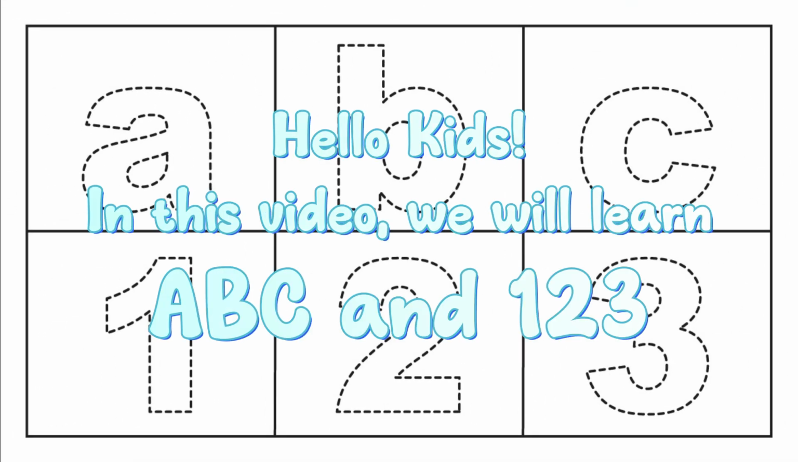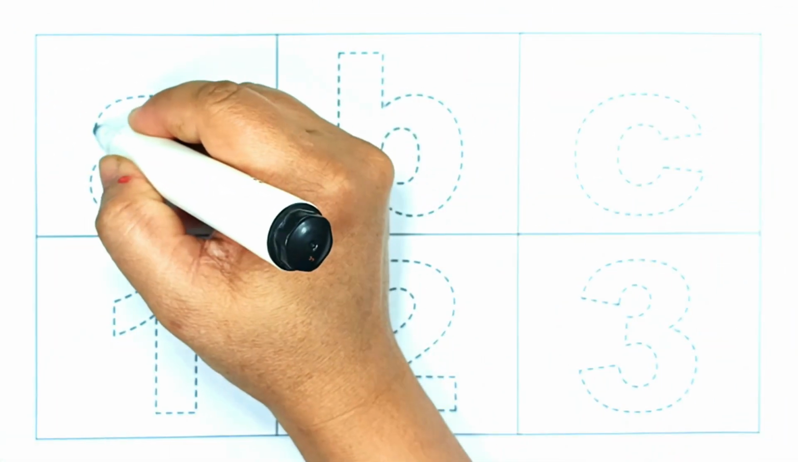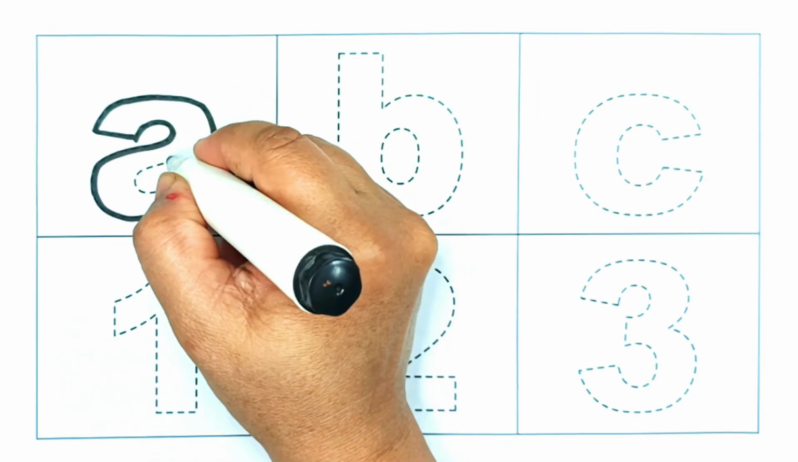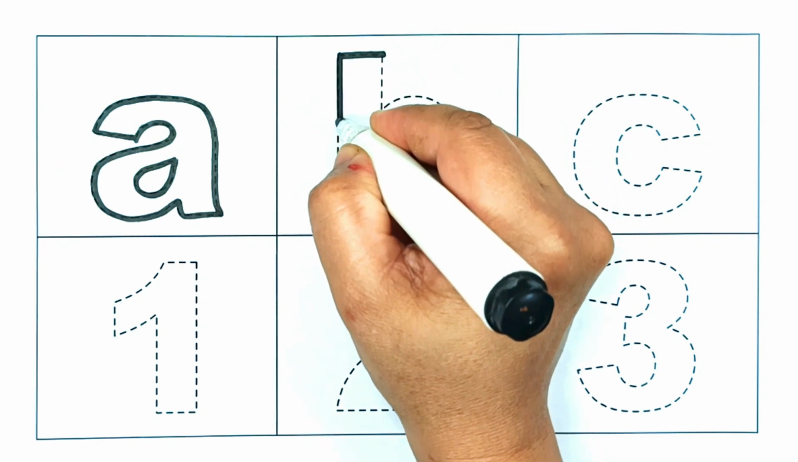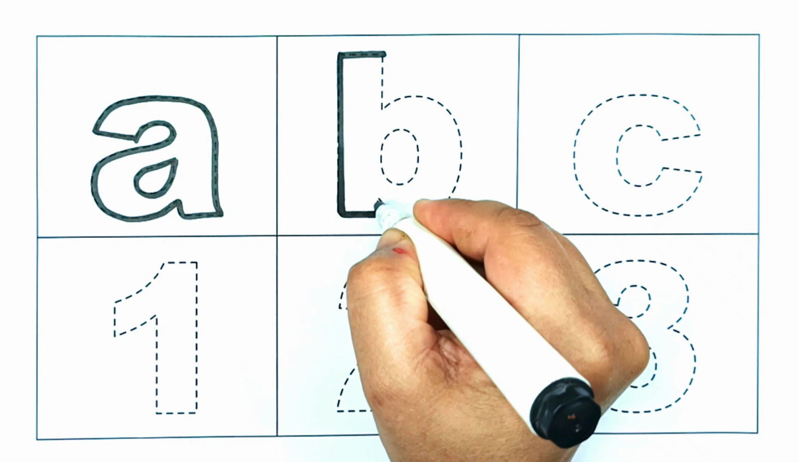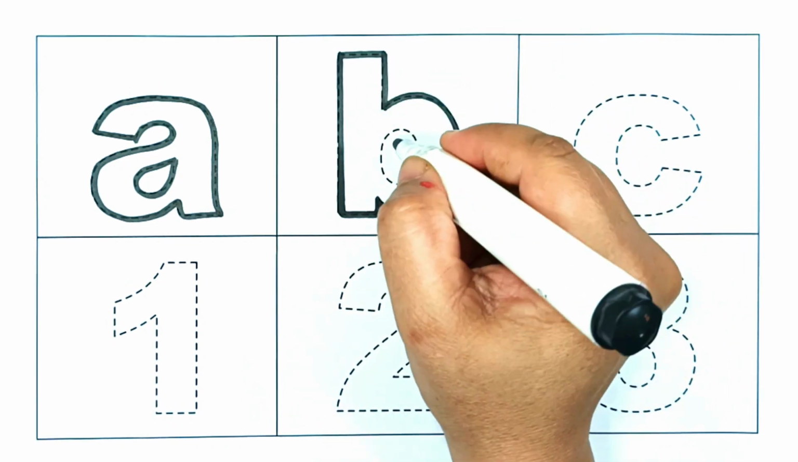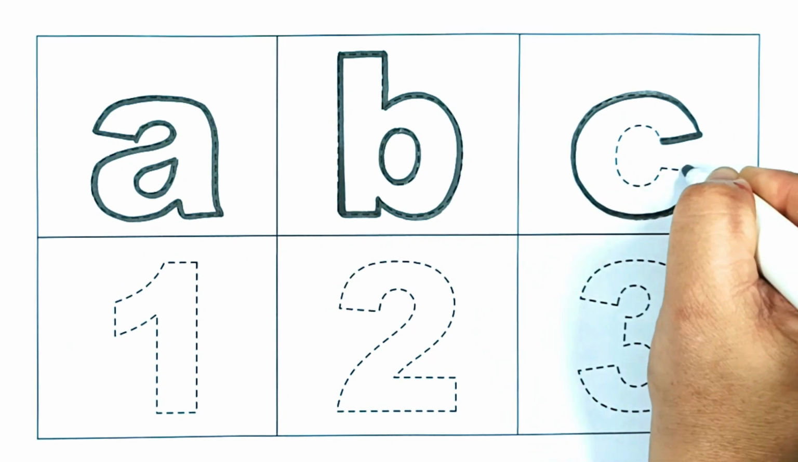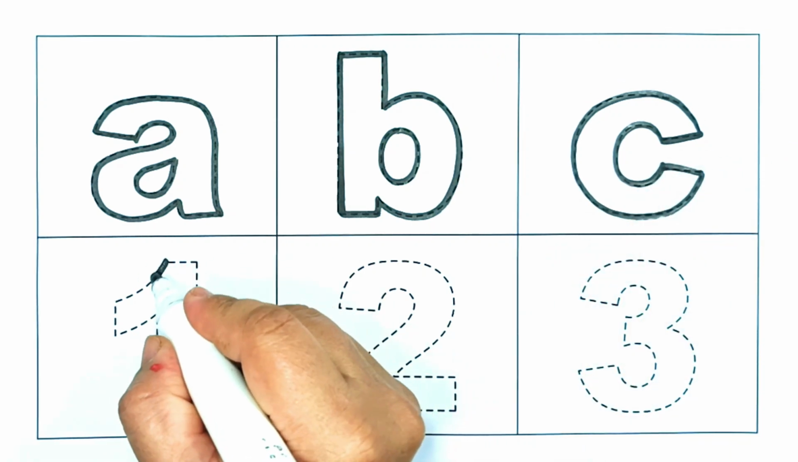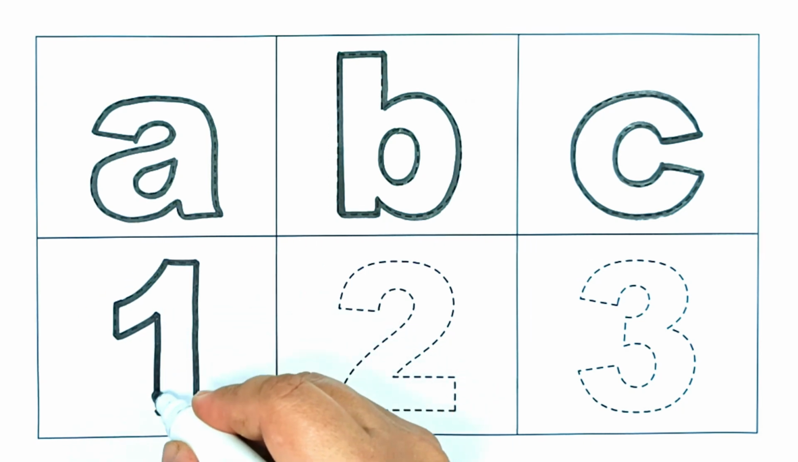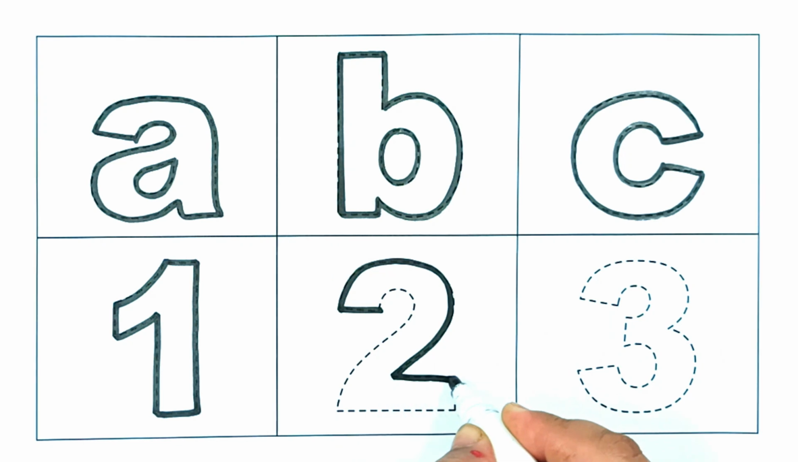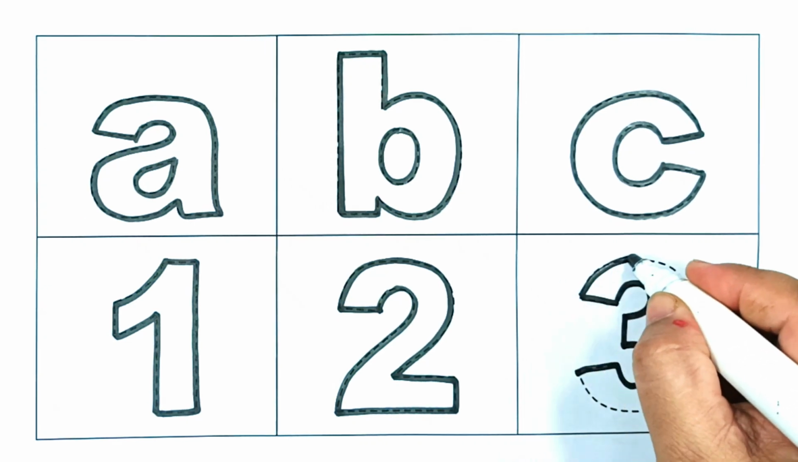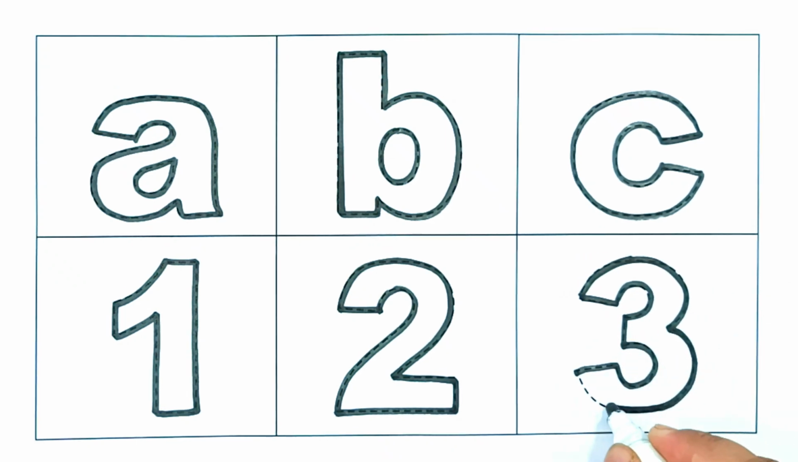Hello kids. In this video, we will learn ABC and 1, 2, 3. A. A. B. B. C. C. 1. 1. 2. 2. 3. 3.